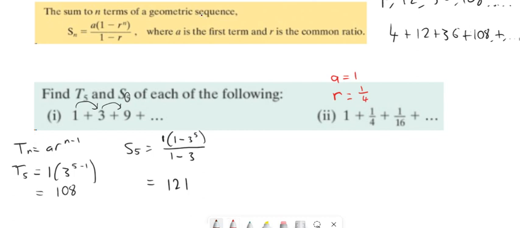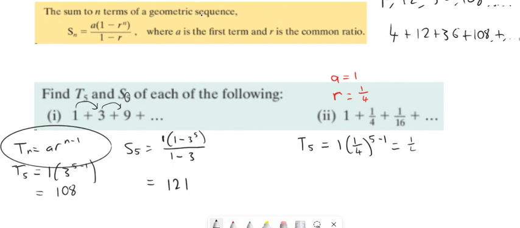To get T5, again I'm using the original formula. T of n is equal to A R to the n minus 1. We're looking for the fifth one again, so T of 5 would be equal to 1 times 1 over 4 to the power of 5 minus 1. That will just break down into 1 over 4 to the power of 4. So that's 1 over 256.